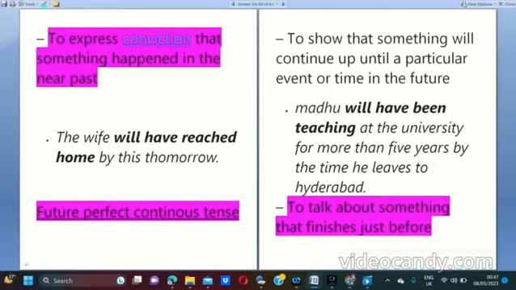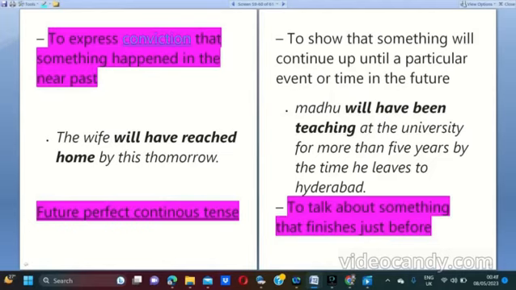Next, future perfect continuous tense. Here, to talk about a few actions that begin before a time in the future, they will continue up to some time in the future, and then they will have been finished. Example: Madhu will have been teaching at the university for more than 5 years. By the time he leaves Hyderabad, he will have been teaching at the university for more than 5 years.